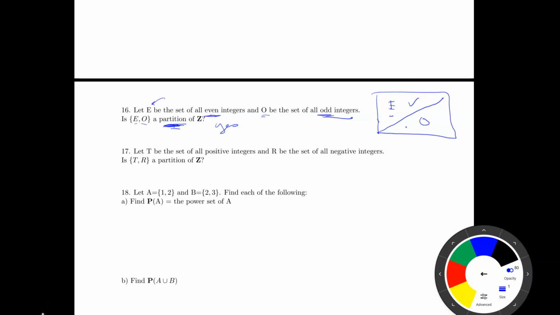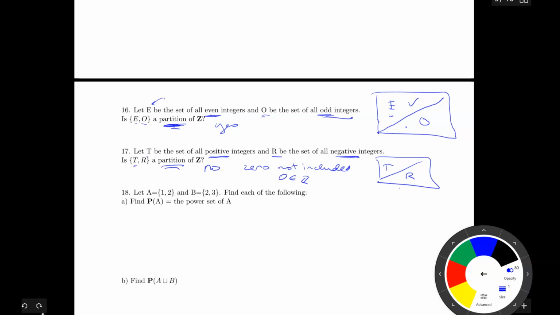Okay, so now if I have T be the set of all positive integers and R be the set of all negative integers, is it true that T and R are a partition of all the integers? No, because 0 is not included, right? 0 is in the integers, but it's not in either the positives or the negatives.